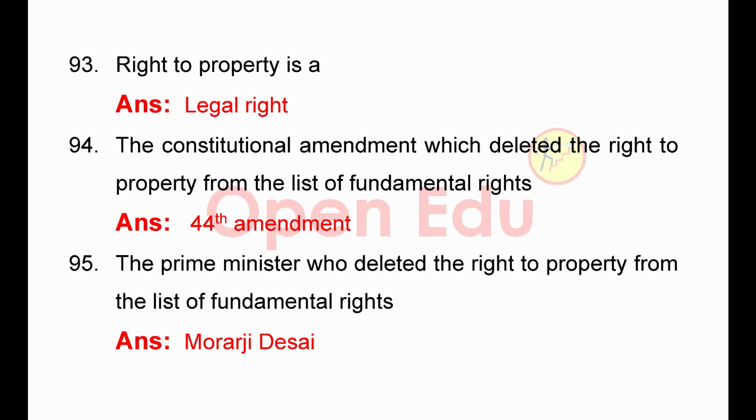Which constitutional amendment deleted the right to property from the list of the fundamental rights? 44th Amendment. The constitutional amendment that deleted the right to property from the list of the fundamental rights is the 44th Amendment of the Indian Constitution. Who was the Prime Minister who deleted the right to property from the list of the fundamental rights? Morarji Desai. The Prime Minister who deleted the right to property from the list of fundamental rights was Morarji Desai.